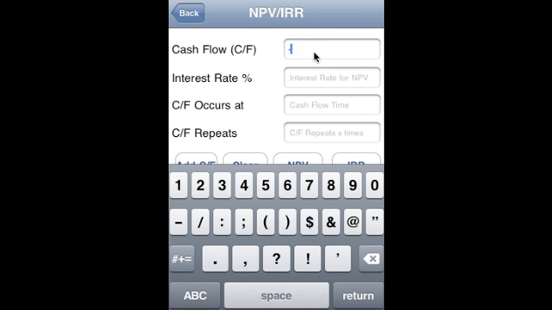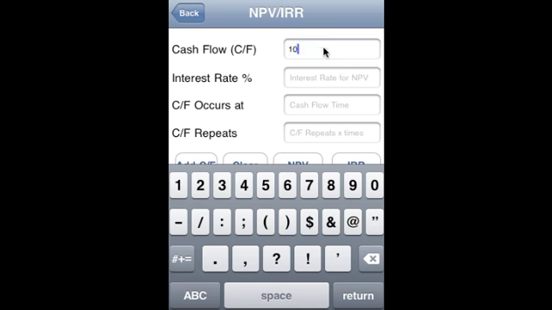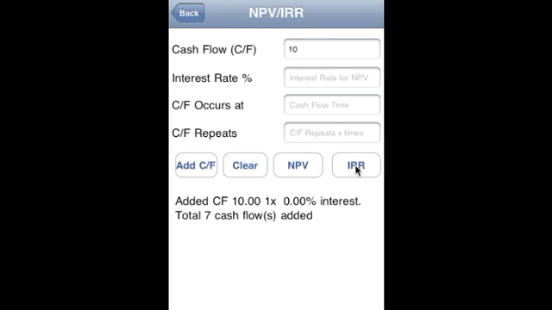Now say we added one more cash flow, a negative cash flow. Okay, we are able to calculate. So we add one more. So we are adding that. So we are able to calculate.